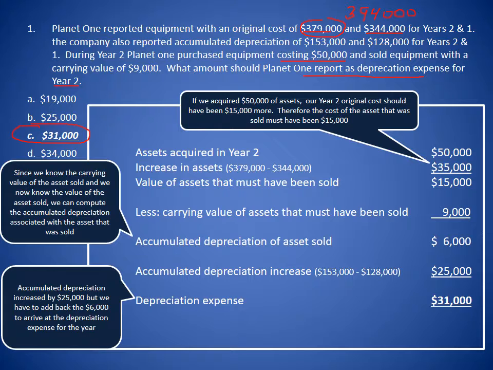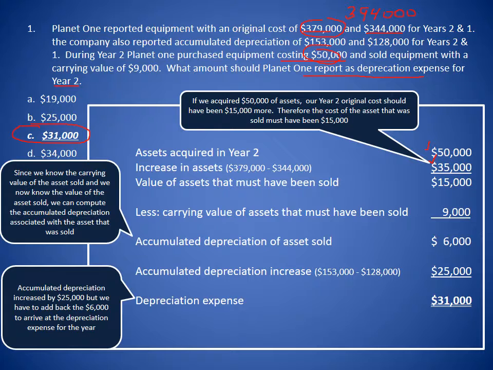So we have to take that netting out of the increase. So again, we're saying the assets that we acquired in year two was $50,000, which we just talked about here. And the increase in assets was only $35,000.